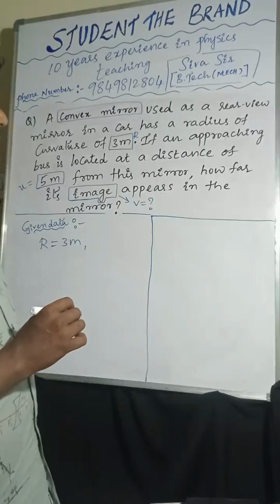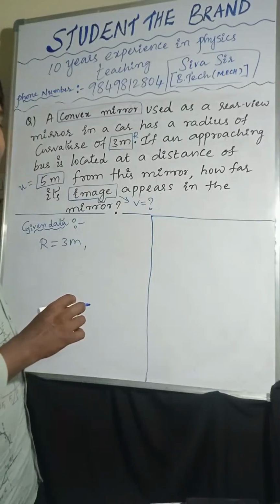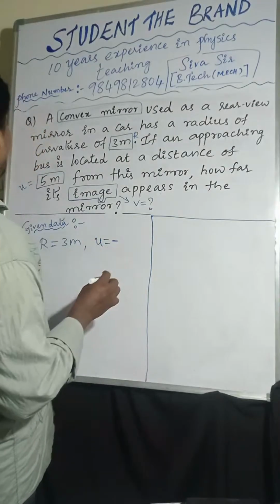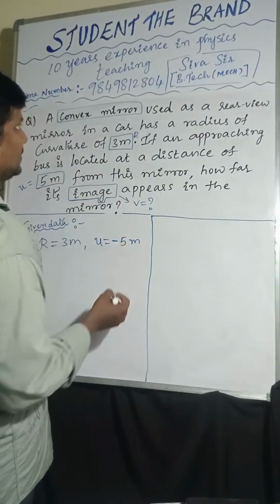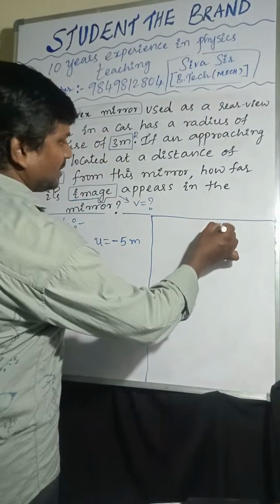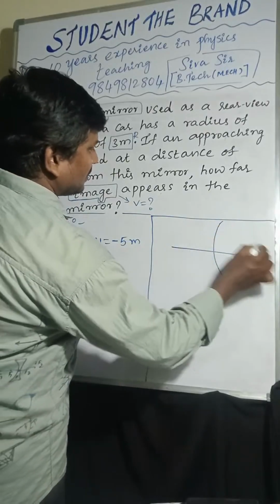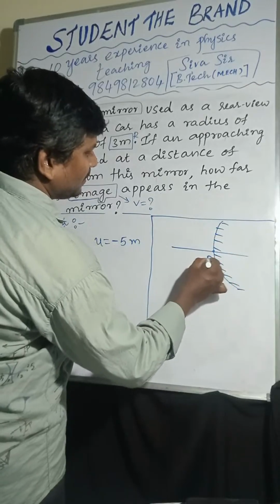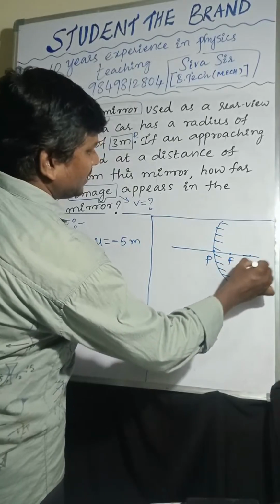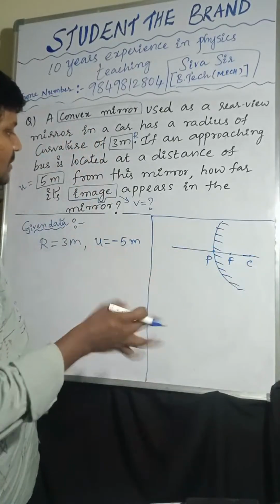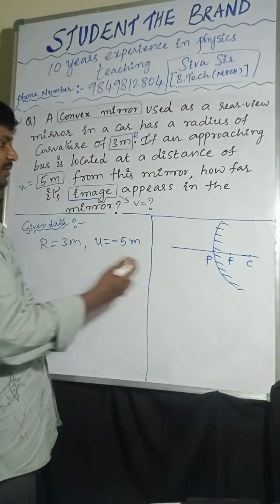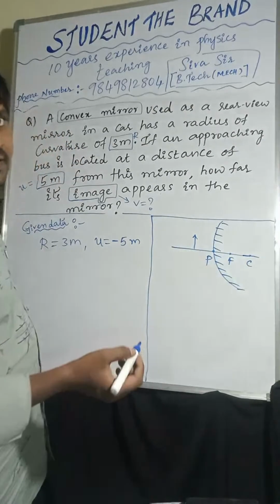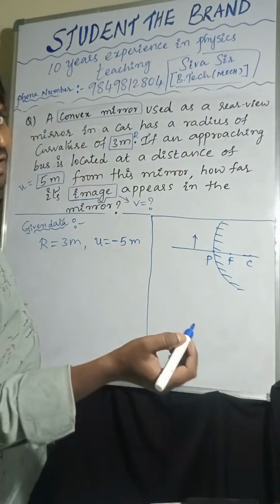And the object is located at a distance they mentioned. The object distance, is it positive or negative? They gave it as 5 meter. Whether it is a concave mirror or a convex mirror, object distance is always taken as negative, because the object must be placed in front of the mirror. According to the sign conventions, object distance is negative.